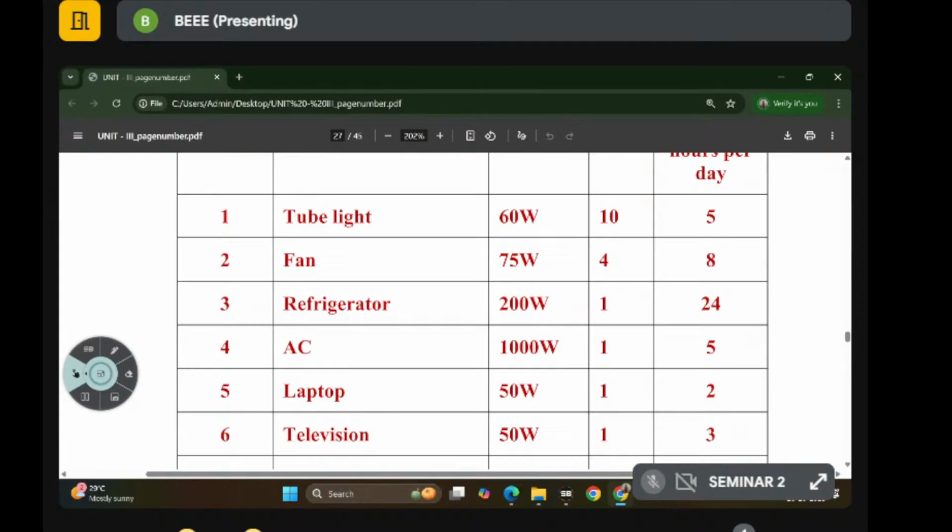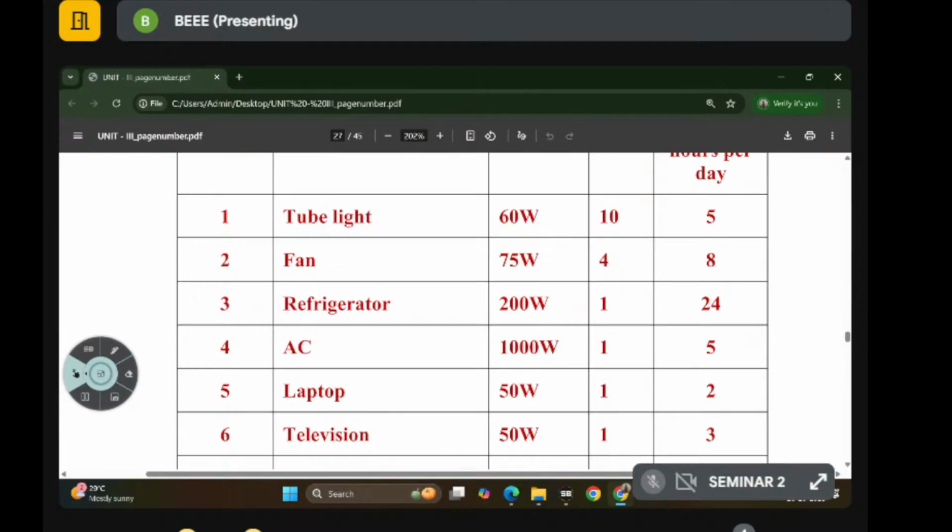So here, see, the number of hours you are using each individual piece of equipment will increase your electrical bill. Do you understand? Number of hours of usage of electrical equipment: as the number of hours increases, your electrical bill will increase. Yes?